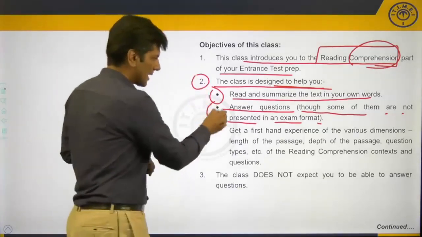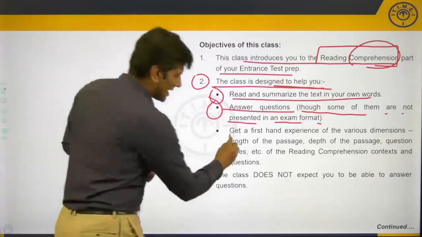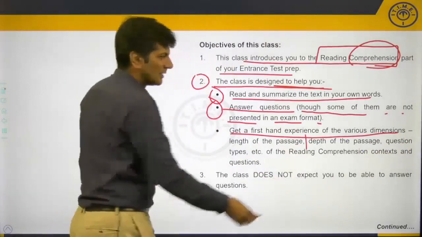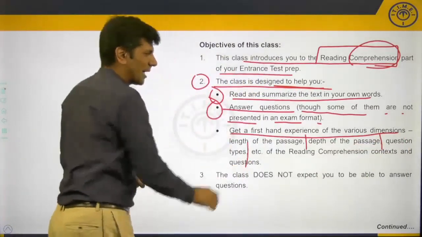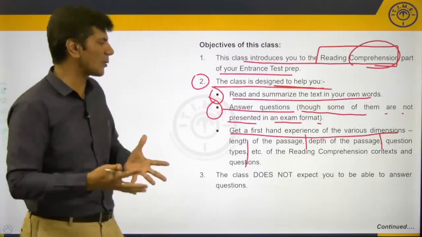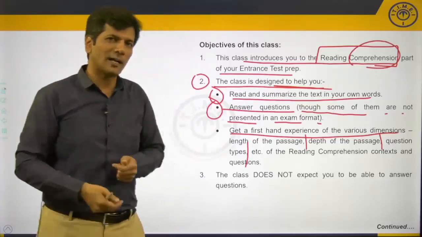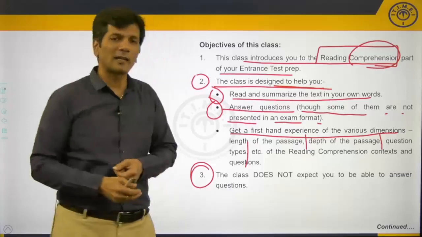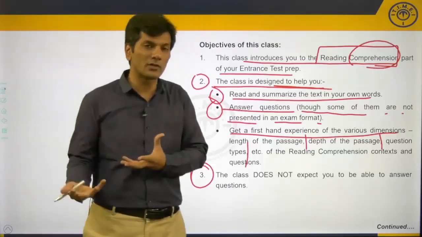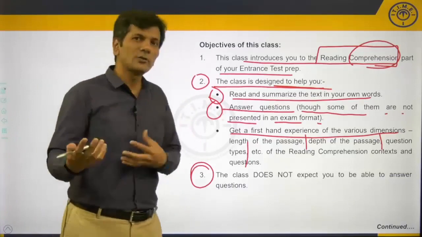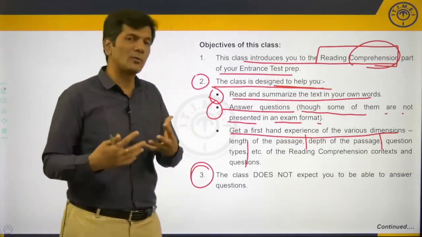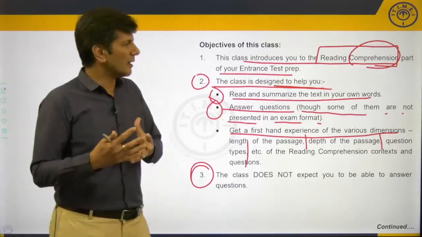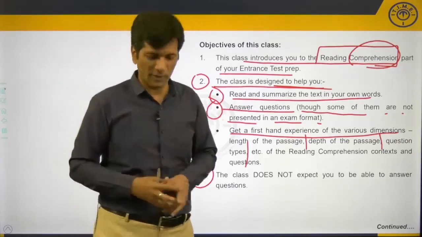In the third part, we will get first-hand experience of the various dimensions, like length of the passage, the depth of the passage, the question types, and so forth, of your larger context and questions. Because this is your first session on reading comprehension, take it for granted that we don't really expect you to be able to answer questions, but we will try to do them together. We will try to understand the context together. We will try to answer questions and strategize our approach towards answering them.